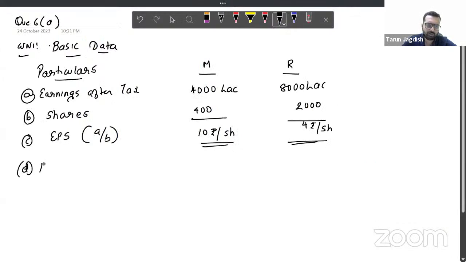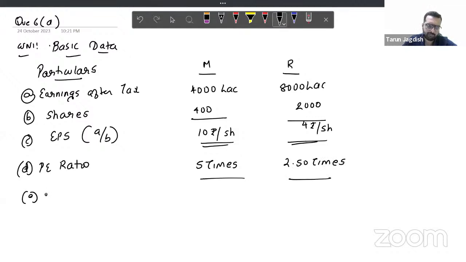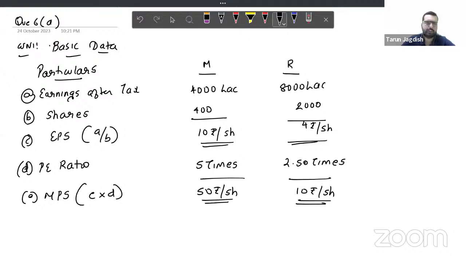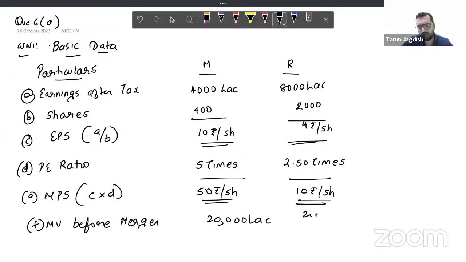PE ratio is given over here. What is the PE ratio? That's turning out to be 5 times and 2.50 times. From this, can I go and find out my MPS? So that will be 50 rupees per share. And here it is 10 rupees per share. From this, I can also find out what is going to be my market value before merger. That is 400 into 50. 20,000 lakhs and 2,000 lakhs. I'll give you a minute. Please scribble down.